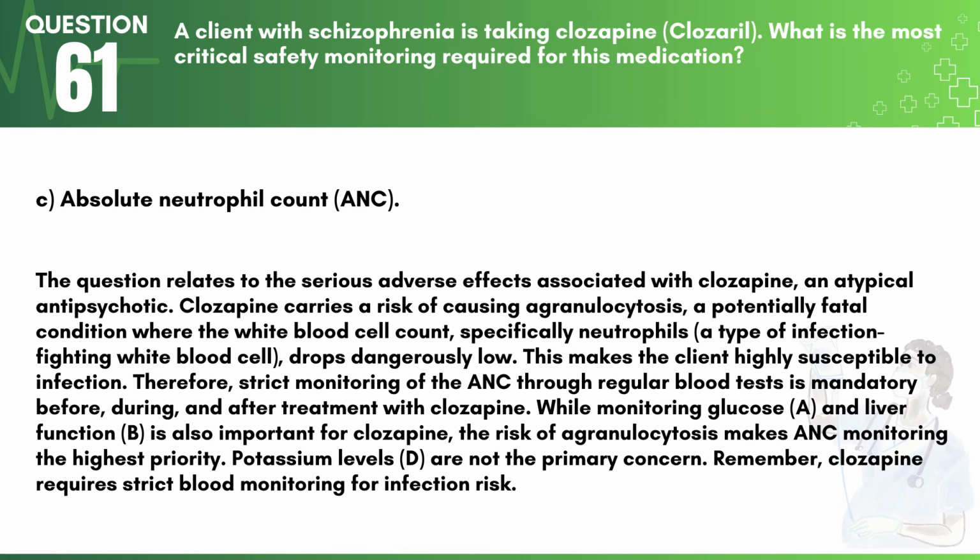While monitoring glucose, A, and liver function, B, is also important for clozapine, the risk of agranulocytosis makes ANC monitoring the highest priority. Potassium levels, D, are not the primary concern. Remember, clozapine requires strict blood monitoring for infection risk.